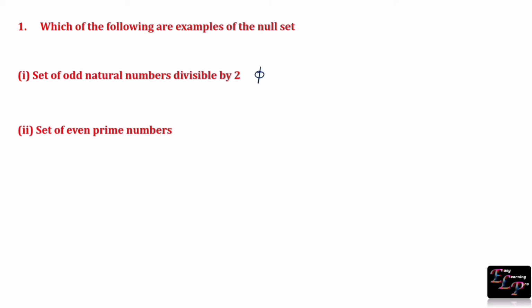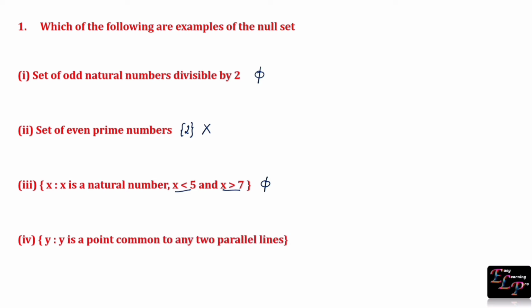Set of even prime numbers. There is only one even prime number, that is 2. Since the set contains one element, this is not a null set. X is a natural number where x is less than 5 and x is greater than 7. There is no number less than 5 and greater than 7. So this set is a null set.